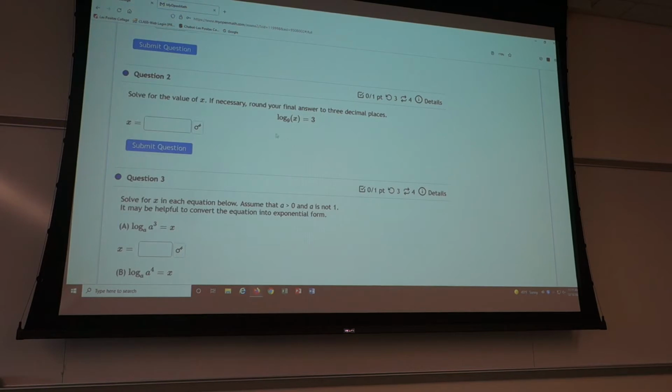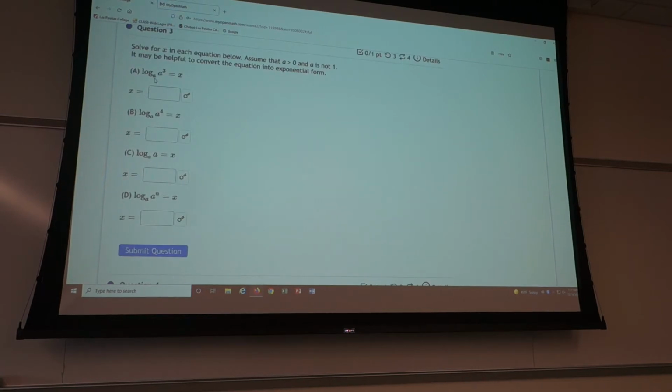This one's the same thing. 9 to the third equals x. This one here, a to the x equals a to the third. What's x? Does that sort of make sense? A is my base, x is my exponent, a to the third is my answer. So a to the x equals a to the third, what's x? 3, yeah, totally.